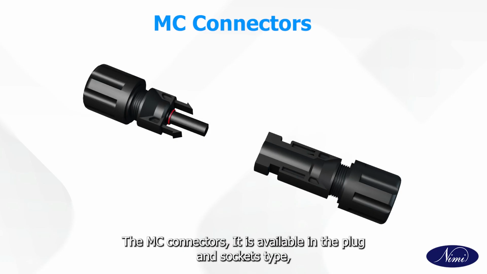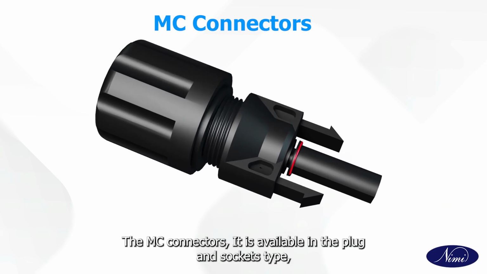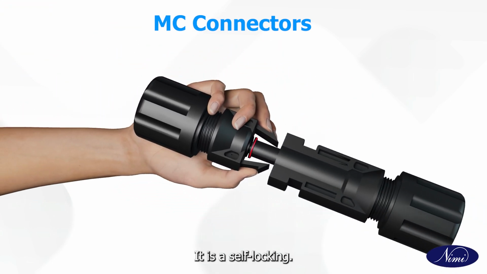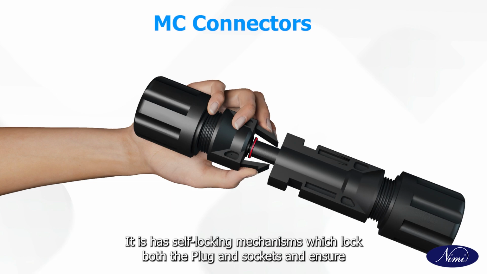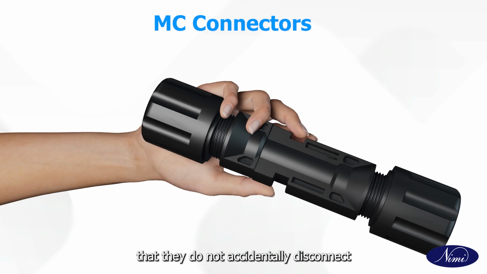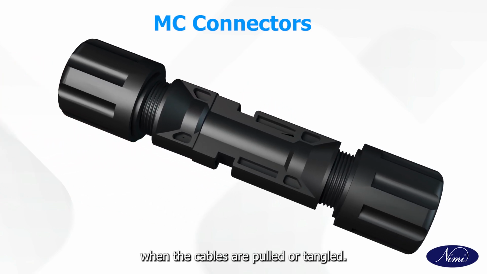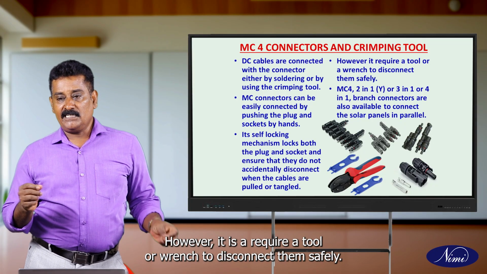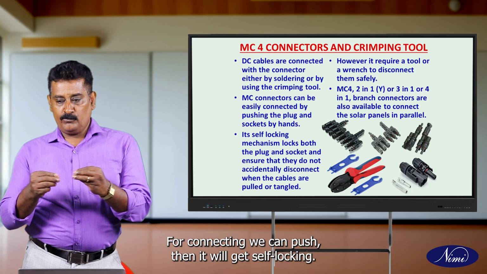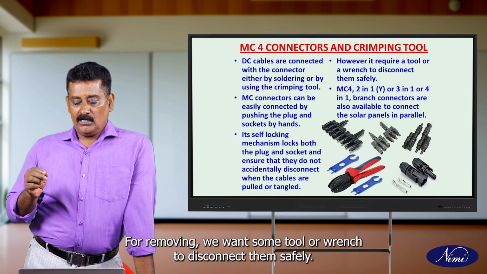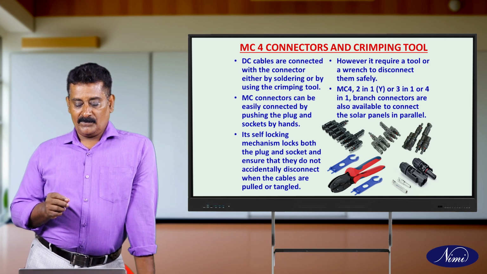The MC connectors, available in the plug and socket type, are easily connected by pushing the plug and socket by hands. It has self locking mechanisms which lock both the plug and sockets and ensure that they do not accidentally disconnect when the cables are pulled or tangled. However, it requires a tool or wrench to disconnect them safely. For connecting we can push, then it will get self locking. For removing we want some tool or wrench to disconnect them safely.